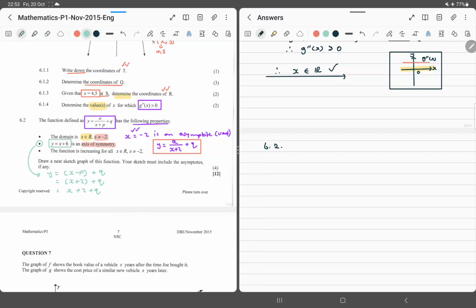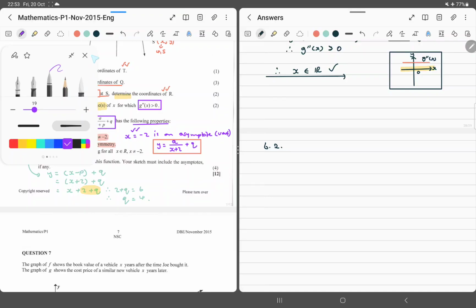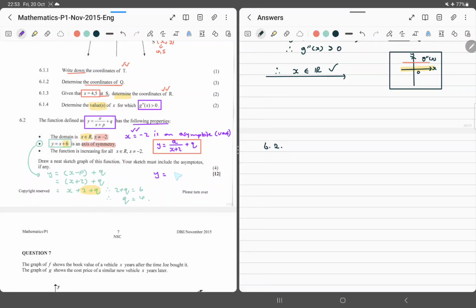So can you see here what we can strike as a balance? We can see that this equation has a constant term of plus 6. So this means 2 plus q is equal to 6. Therefore, q, when you transpose, becomes 4. So it goes again to suggest that we are moving: y is equal to a over x plus 2, plus 4.